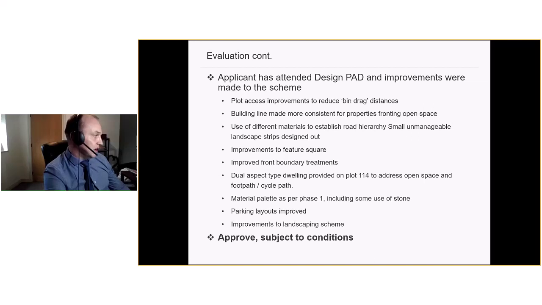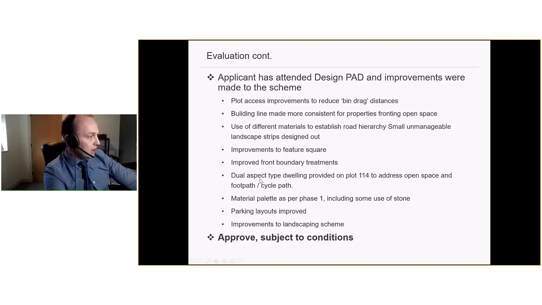We looked at the building lines around the properties at the front, the open space, tried to make that a bit more consistent and a bit more of a crescent. I've talked about the materials to establish road hierarchy and give character. Some of the small unmanageable landscape strips were designed out. These have come up and been discussed at committee before. These are the very little strips that you sometimes see around properties, and where possible, we've tried to design those out. Some improvements to the front boundary treatments to include that hedging treatment.